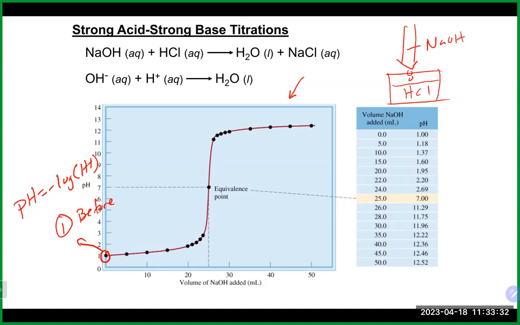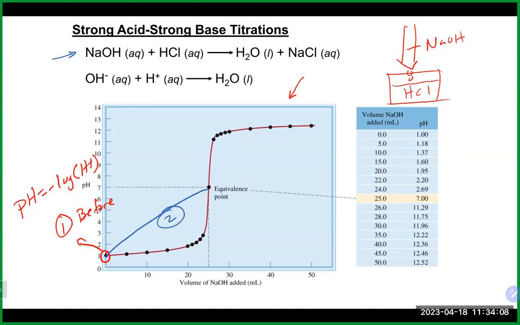The next important point on the titration curve that we talked about is from the very first drop to right before the equivalence point. That is our second point in the titration. This is where you are starting to add sodium hydroxide as you work your way to the equivalence point. Because of that, a chemical reaction will occur, and it is this reaction right here: the sodium hydroxide plus the HCl making water and sodium chloride.